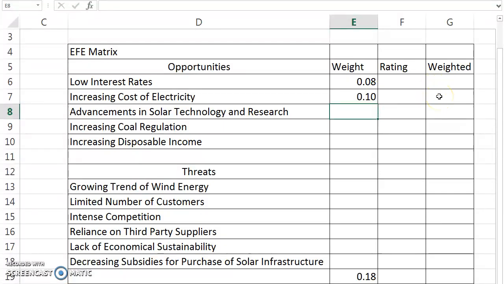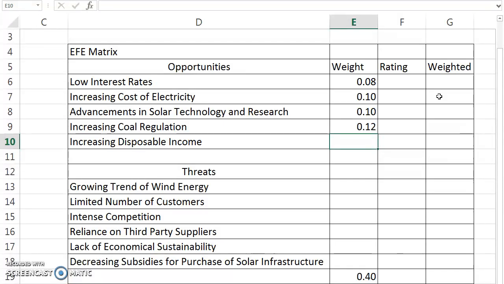Advancement in solar technology and research. The entire industry is benefiting from the testing and the research and the advancements in this industry. That's a great opportunity. Maybe I will give this one a 0.10 also. Increase in coal regulation. As we regulate coal a lot more because of the pollutant effect, the demand for solar and other alternatives is going to increase. I feel that this is very important to the solar industry, so I'm going to give it a little bit higher of a weight. I think maybe it's a little more important to realizing success than increasing cost of electricity and advancements in solar tech. So I'll give that a 0.12.